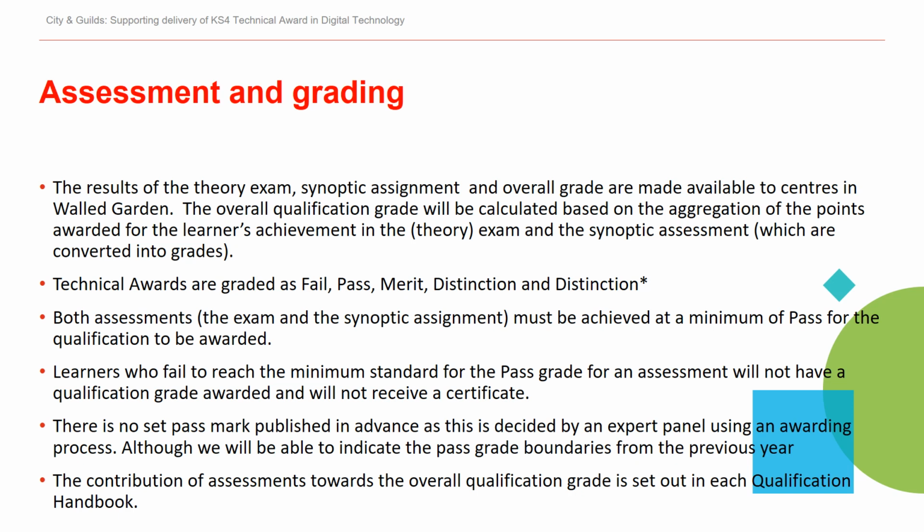The overall qualification grade will be calculated based on the aggregation of points that are awarded for the learner's achievements from the theory exam and the synoptic assessment, and these are then converted into grades. The technical awards are graded as fail, pass, merit, distinction, and distinction star, which is taken midway from the top 10% of learners achieving a distinction.